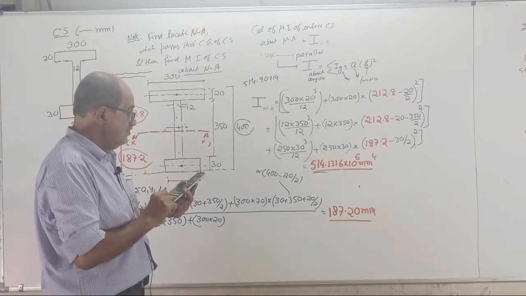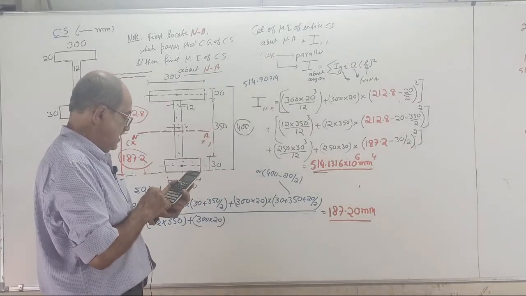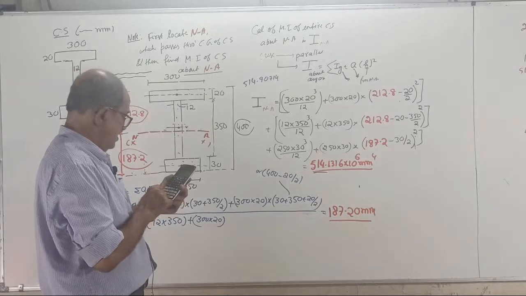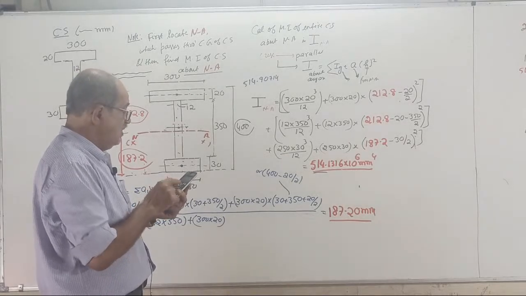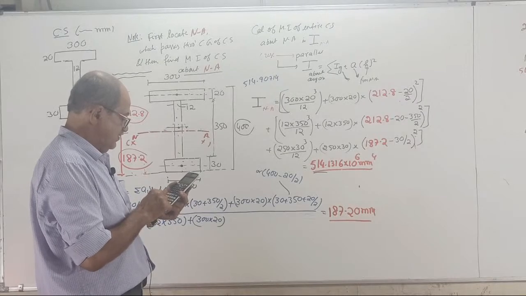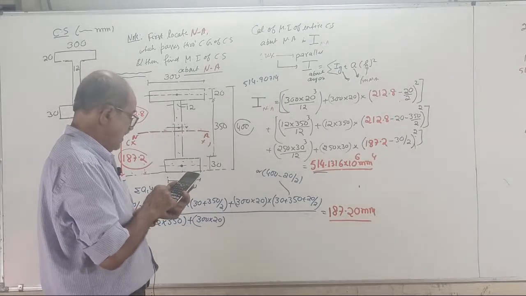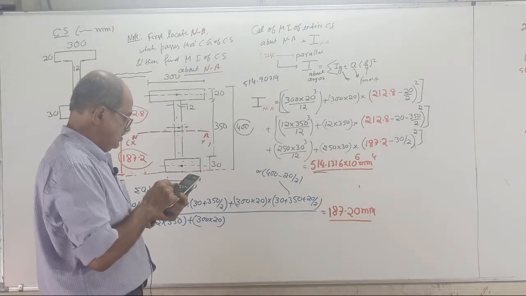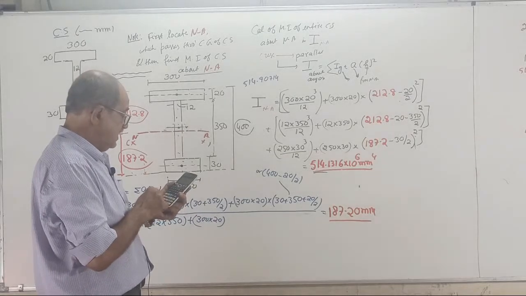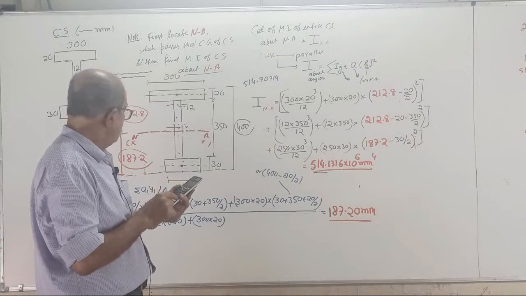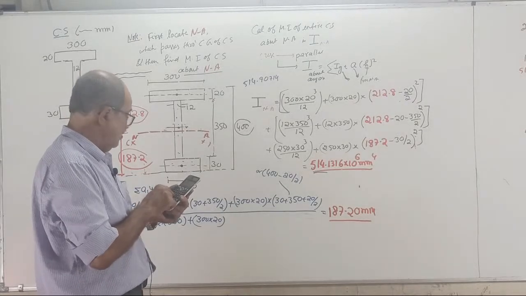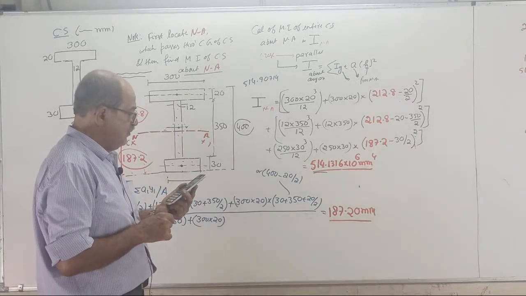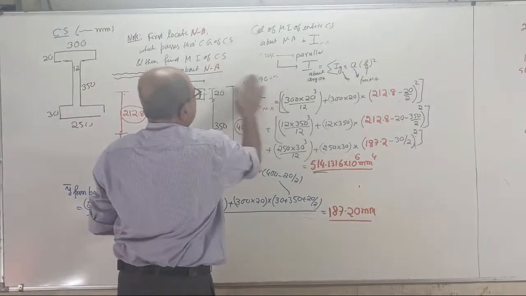Cube divided by 12, plus 300 into 20 into (212.8 minus 10) square, plus 12 into 350 cube divided by 12, plus 12 into 350 into (212.8 minus 175 minus 20) square, plus 250 into 30 cube divided by 12, plus 250 into 30 into (187.2 minus 15) square. 514.13. My answer is correct. Some problem here, I don't know what the problem is.